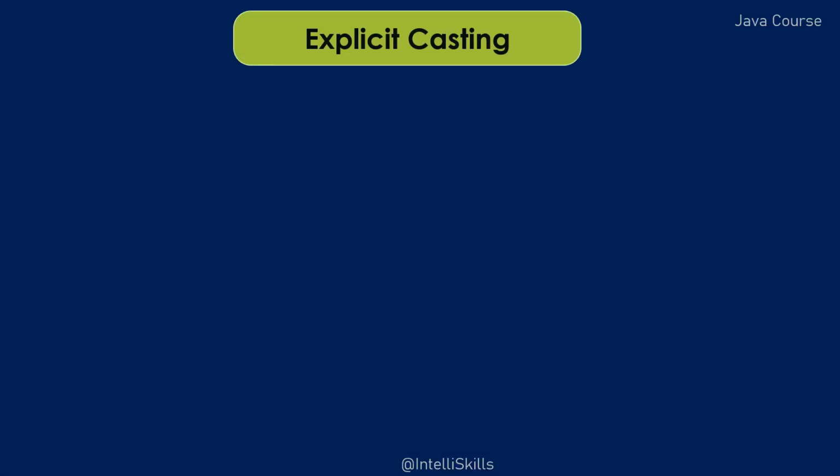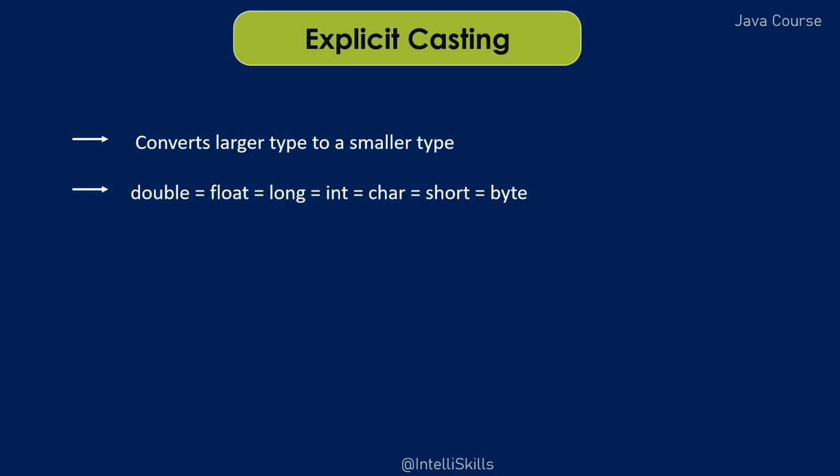In explicit casting, we convert a larger type into a smaller type. It's completely opposite of implicit casting. The order is descending: double to float, float to long, long to int, int to char, char to short, short to byte. It happens manually, it does not happen automatically. The coder has to cast the types.